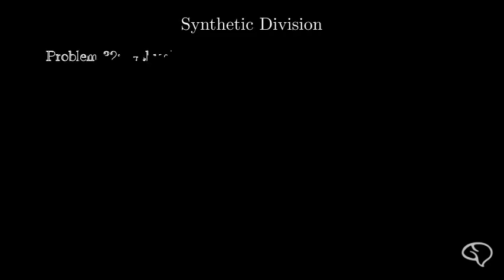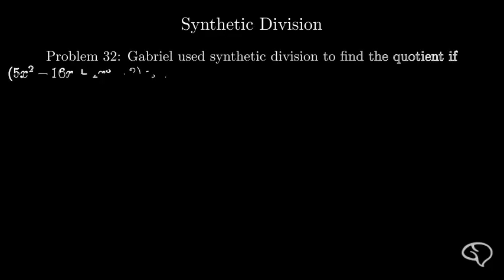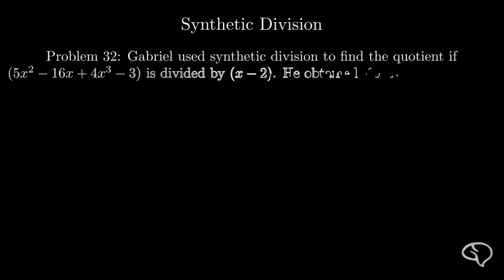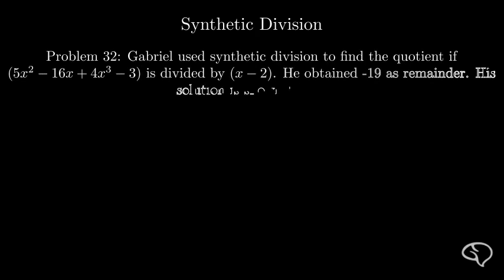One of the most important operations with polynomials is division. We'll start with a method called synthetic division. Synthetic division is a shortcut for dividing a polynomial by a linear factor of the form x minus k. Let's look at a common mistake. Gabriel used synthetic division to divide 5x squared minus 16x plus 4x cubed minus 3 by x minus 2. He got a remainder of minus 19.